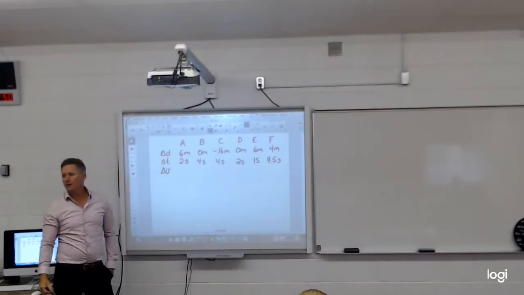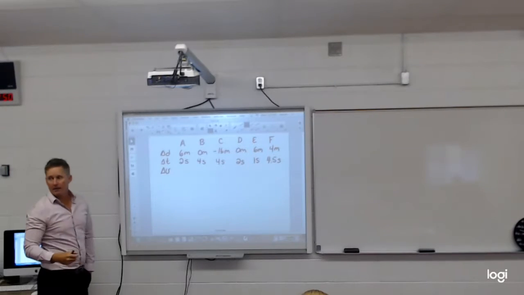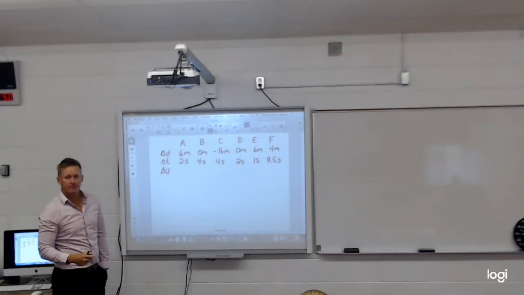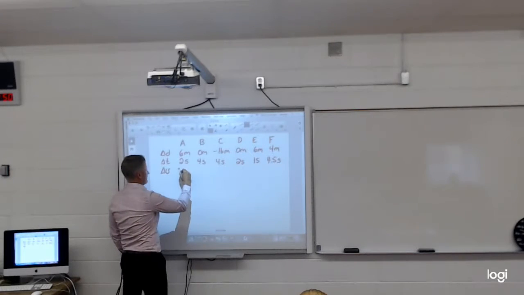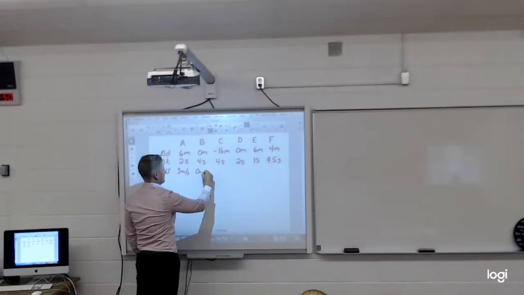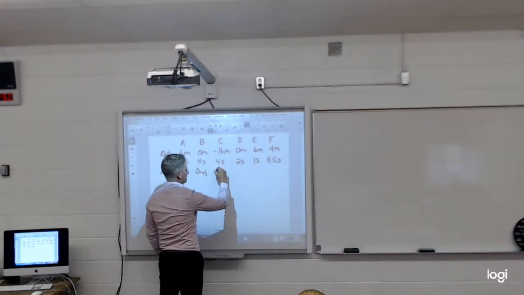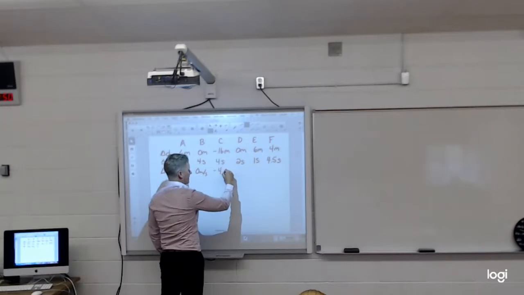So now what we want to do is let's calculate what our velocity is for all of them. All right? Okay, so in A, what is it? 3 meters per second. B, 0 meters per second. C, negative 4 meters per second.